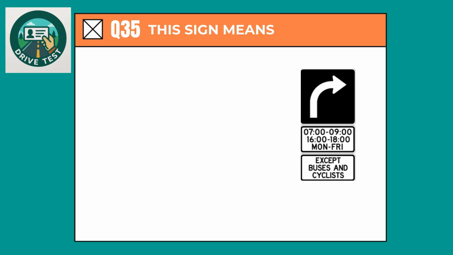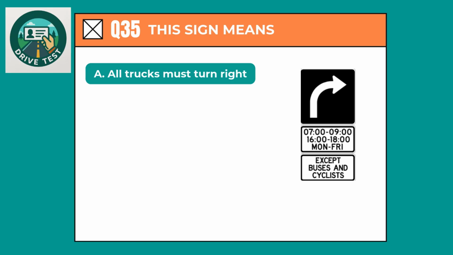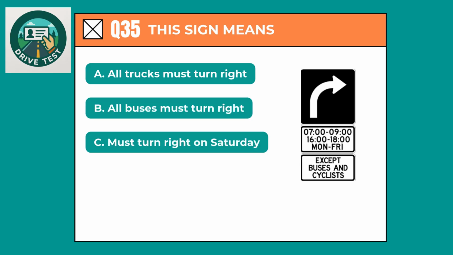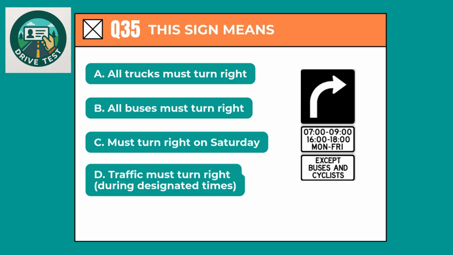Question 35. This sign means A. All trucks must turn right. B. All buses must turn right. C. Must turn right on Saturday. D. Traffic must turn right during designated times. The correct answer is D. Traffic must turn right during designated times. Check time window when approaching.